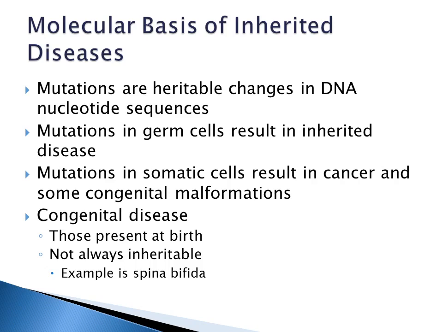Mutations are heritable changes in DNA nucleotide sequences. Mutations in germ cells result in inherited diseases. Mutations in the somatic cells result in cancer and some congenital malformations. Congenital diseases are diseases that are present at birth. They are not always inherited diseases, and an example of a congenital disease that is not inherited is spina bifida.